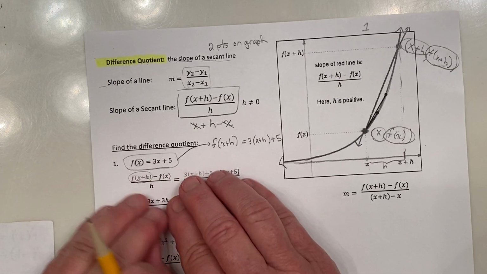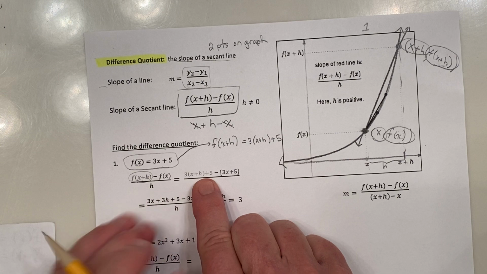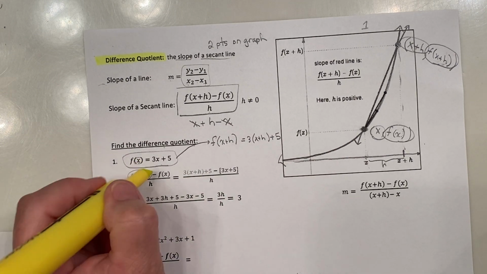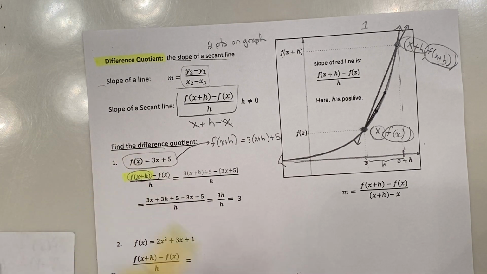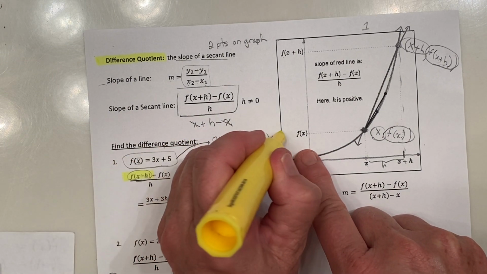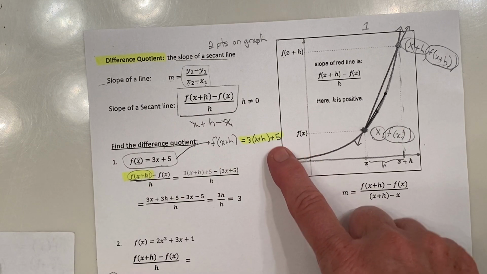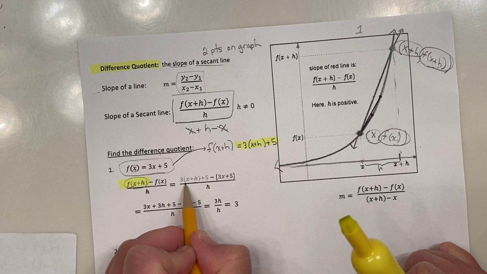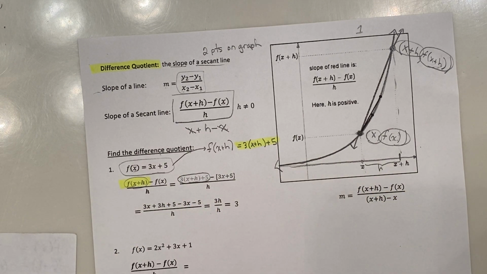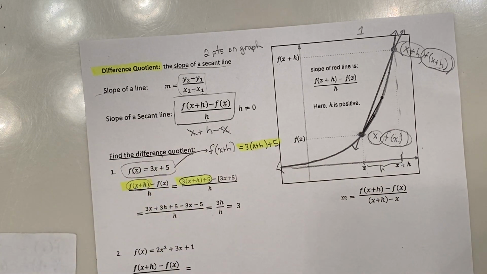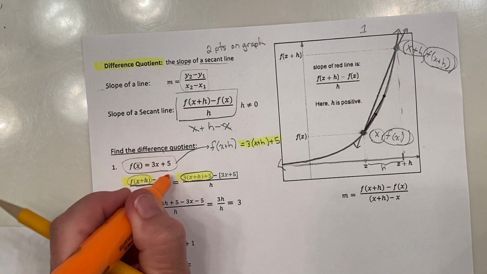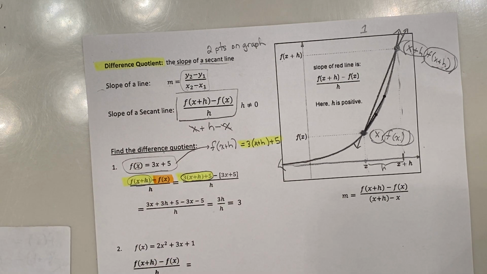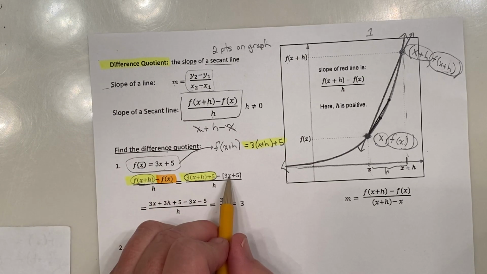What happened from the formula to here is that in the numerator, f of x plus h is replaced with what we found f of x plus h to be, which is this right here. They're the same. Now, minus f of x. What's f of x? I need something here. f of x is the original problem, 3x plus 5.